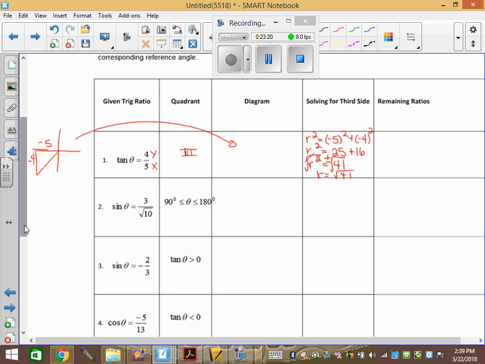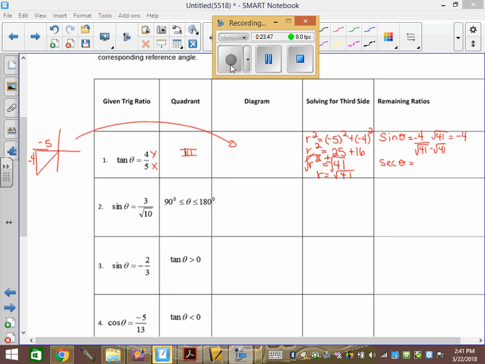So I want you to do the trig ratio sine theta and secant theta. Go. So sine is y over r. Y over r is negative 4 over root 41, multiply by root 41 to rationalize. So, like I said, if you don't draw the diagram, you're probably not going to know that it's a negative 4. What answer are they going to have on their diploma? Positive, because it's positive, right?